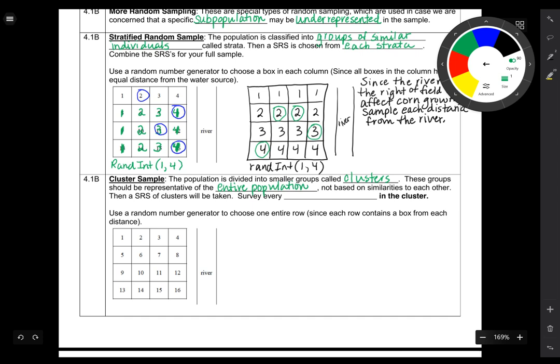Students get the stratified random sample and the cluster sample mixed up, so I'll make sure to put additional notes online so you can have more examples. Clusters are not based on similarities to each other. Then a simple random sample of clusters will be taken, and you survey every individual in the cluster.